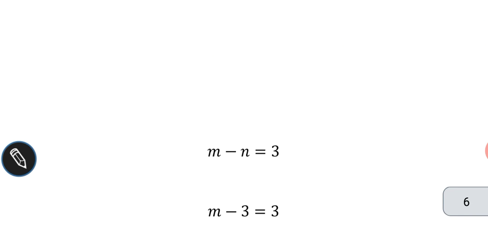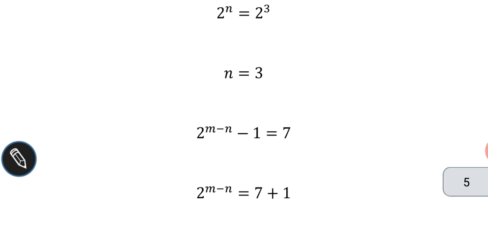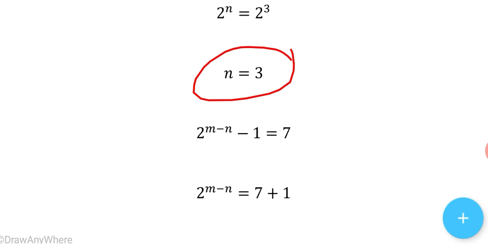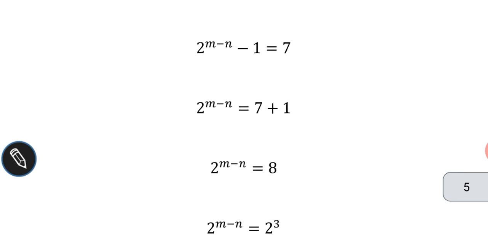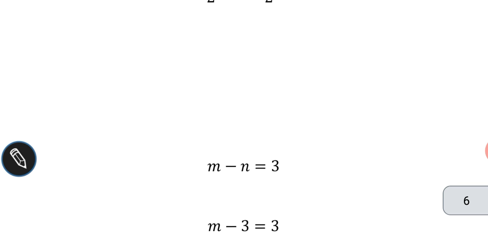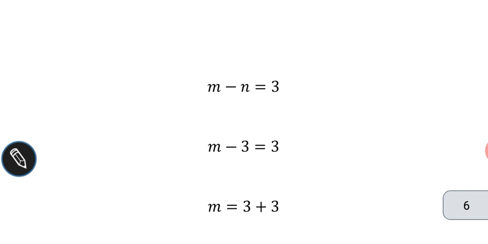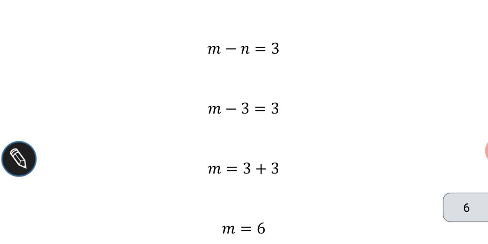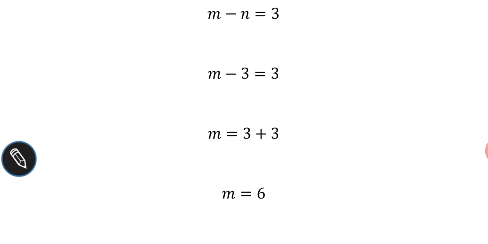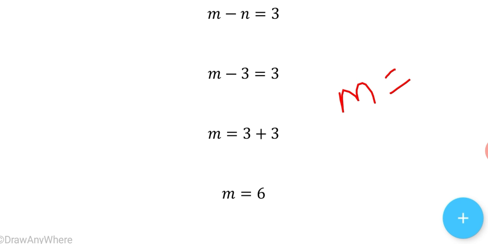Already we have calculated n equal to 3. So put the value: m minus the value of n, which is 3, so m minus 3 equal to 3. So m equal to 3 plus 3. So m equal to 6. So the value of m is 6, and the value of n is 3.